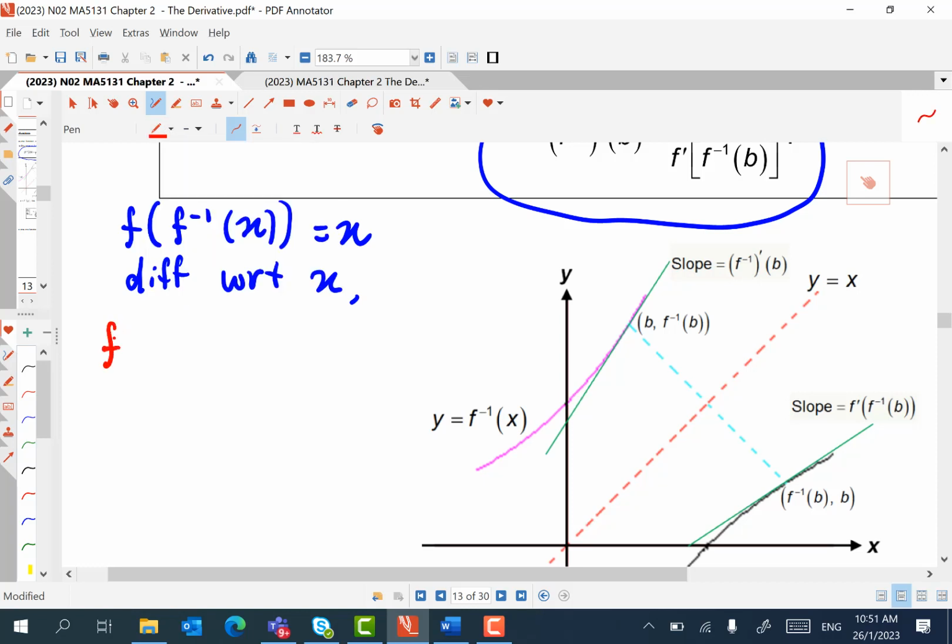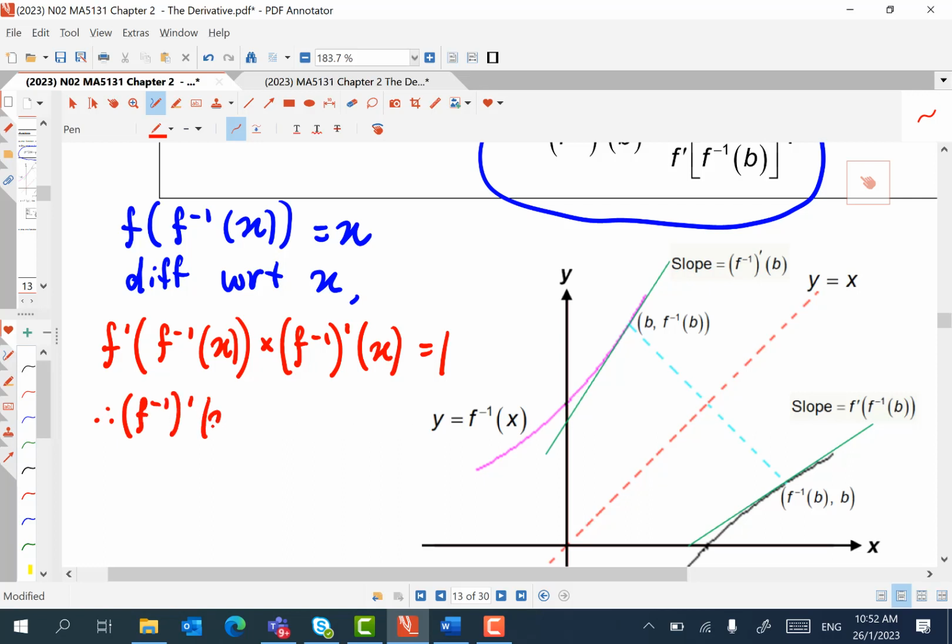If you differentiate the left hand side, and then therefore, f inverse prime of x is equal to 1 over f prime of f inverse x. Let's assume that everything works well.